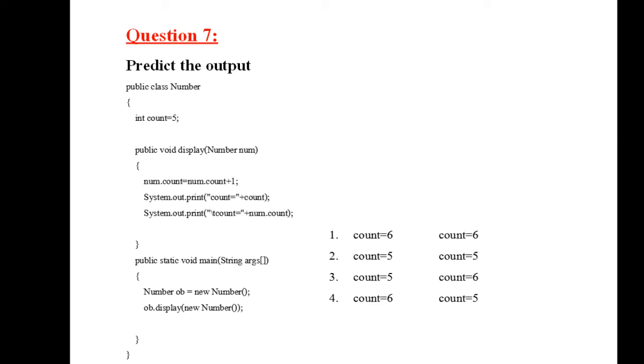and then after that count is equal to is getting printed, and then after that num dot count means num count got incremented by 1. I hope you remember num count is equal to num count plus 1. So num count has got what? 6. So the right answer is number 3. Count is equal to 5, gap, and then count is equal to 6. Number 3 is the correct answer.